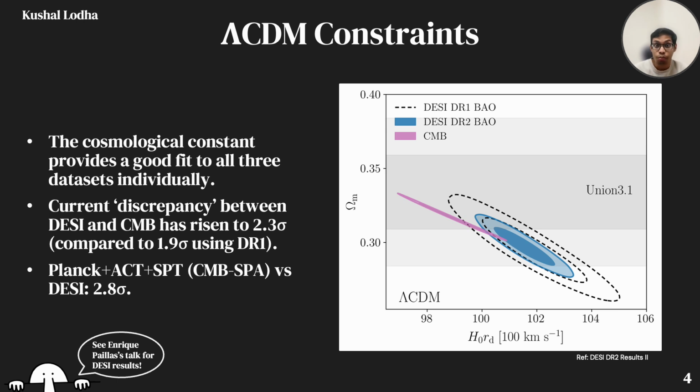If we start with the simplest case, Lambda CDM still does a reasonably good job of describing all 3 datasets overall. But if you look carefully, in the omega m, H0 rd plane, DESI and CMB constraints are already becoming noticeably discrepant. In DR2, this discrepancy stands at 2.3 sigma. But when you consider the latest combination of CMB datasets from Planck, ACT, and SPT, this tension further rises to 2.8 sigma.